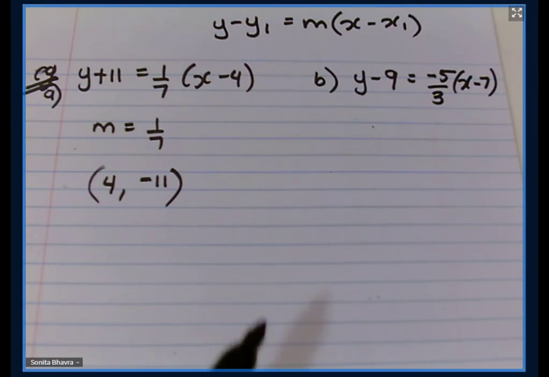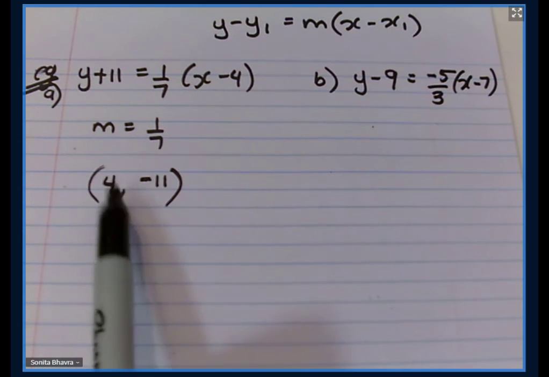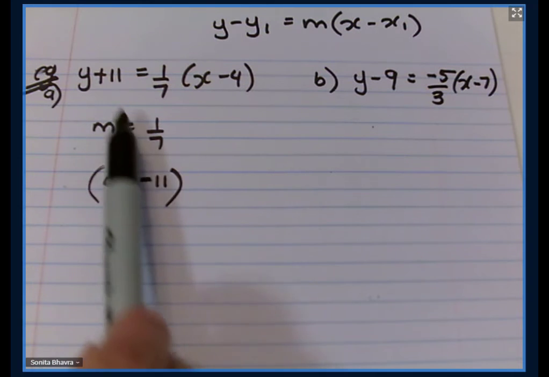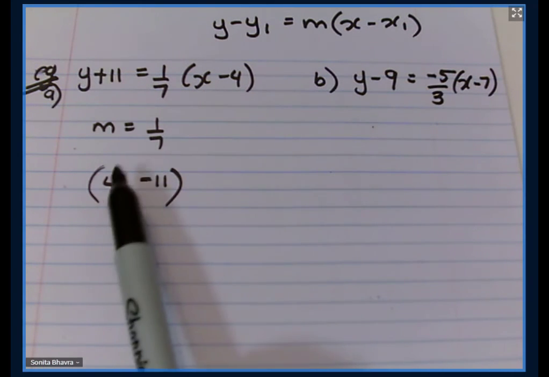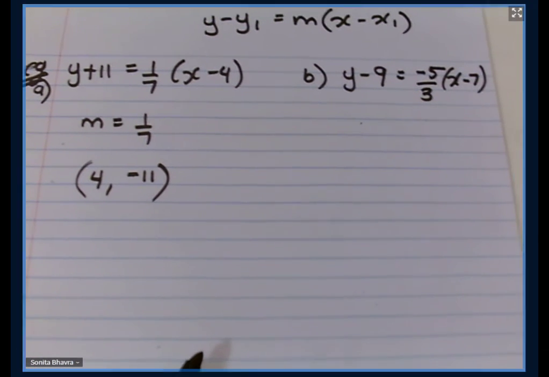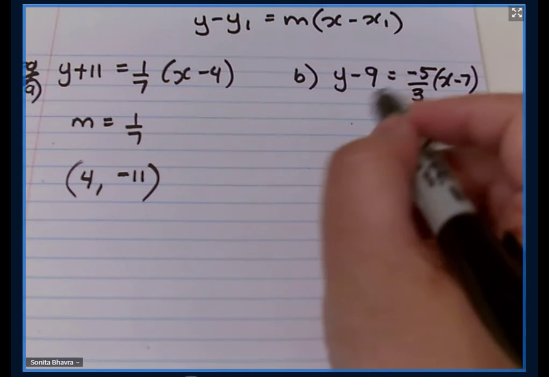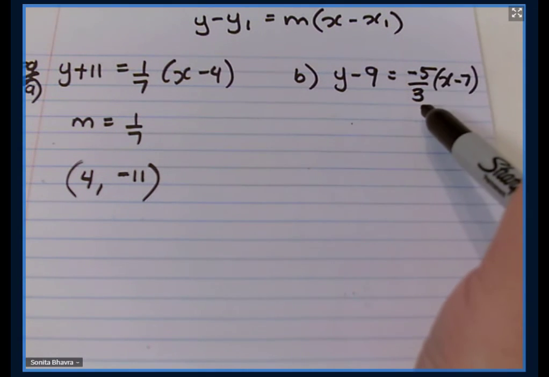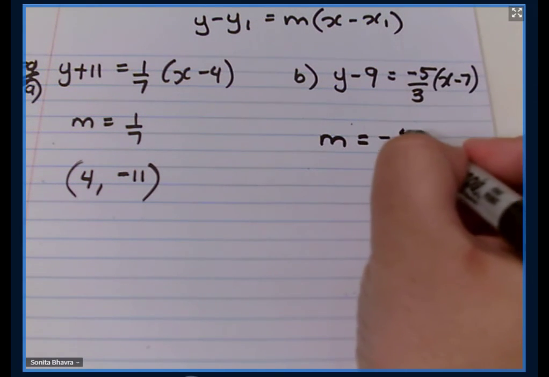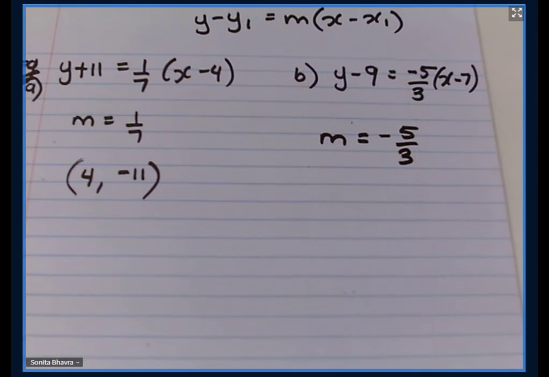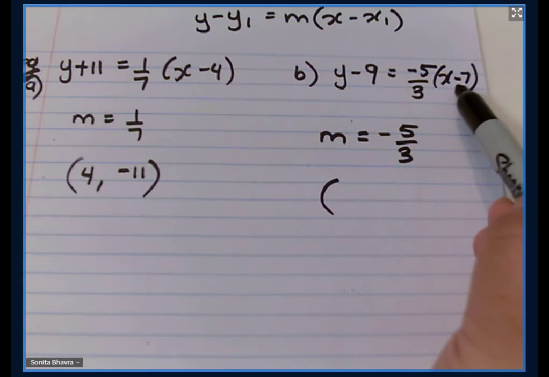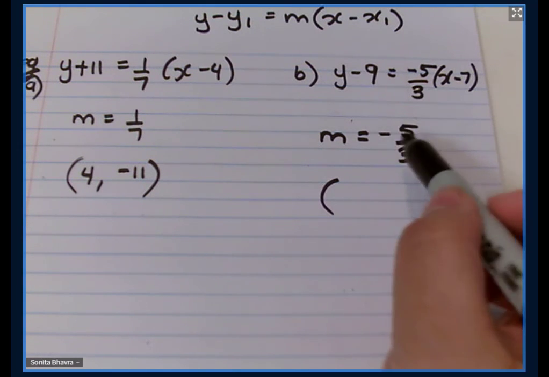If we now work backwards, it was y minus negative 11. That's how it became positive 11. And then x minus 4. So positive 4, negative 11. Our next example here, y minus 9 equals negative 5 over 3, x minus 7. Slope is easy to find. It's right here. So our slope is negative 5 over 3. And our point on the line is going to be positive 7 and positive 9.